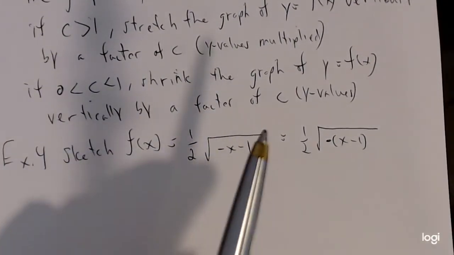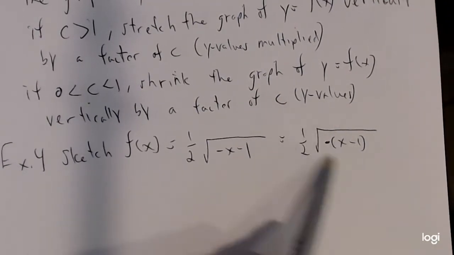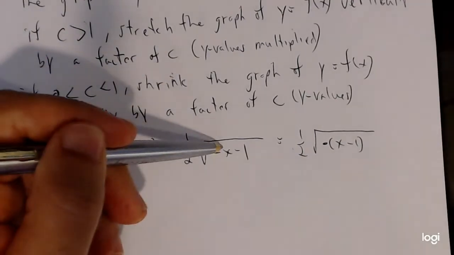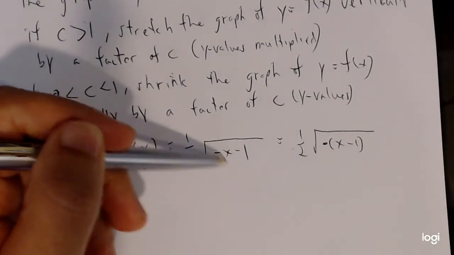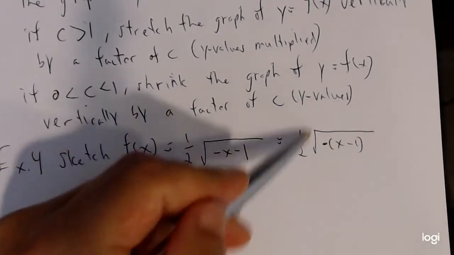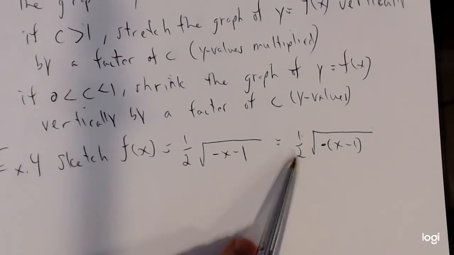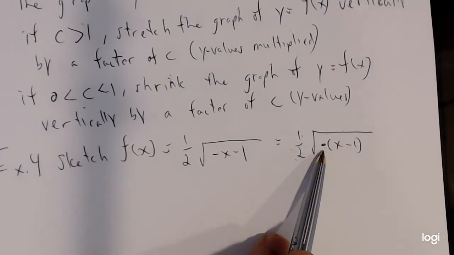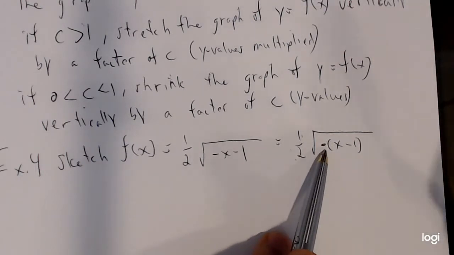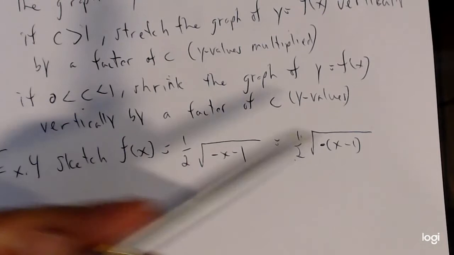So let's go step by step. What is it that I have? This 1/2, notice how it's on the outside. If it was on the inside, like if the 1/2 was tied to the x, that would be a different story. But since the 1/2 is outside, this is saying that whatever the y value is, we're cutting it in half. So this is a vertical compression. The minus is in front of the x. That's a reflection about the y-axis, and then this -1 is saying shifted 1 to the right.